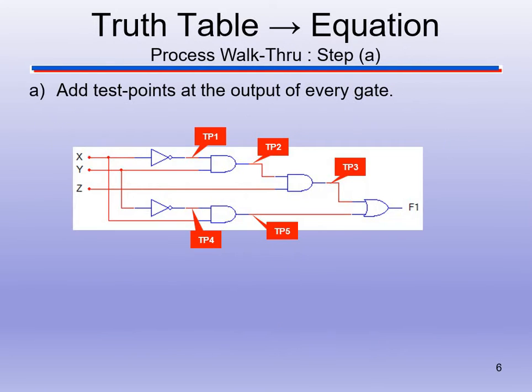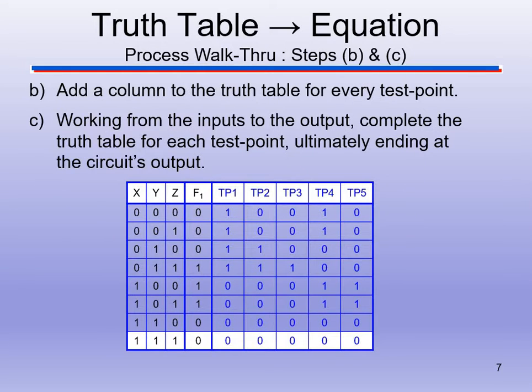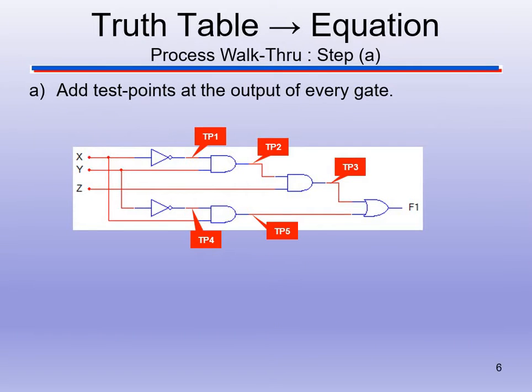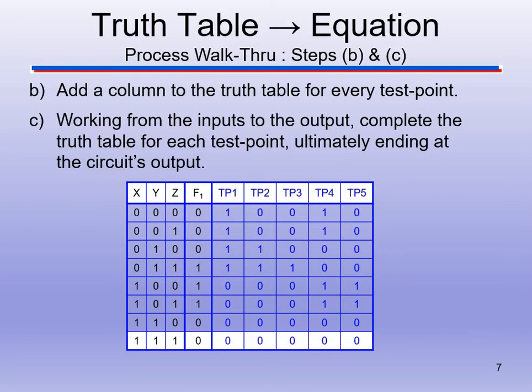And then we need to find test point 5. Test point 5 is coming out of that AND gate. Going into that AND gate is a 1 and a 0. 1 AND 0 is 0. So test point 5 should be a 0. And then lastly, we can get F1 by ORing test point 3 and test point 5. So if we go back to our table, test point 3 is a 0, test point 5 is a 0. So 0 OR 0 produces a 0, so F1 will be a 0 in that case.